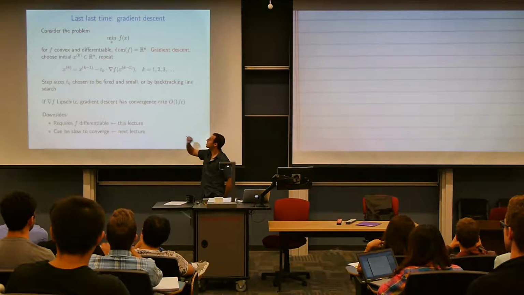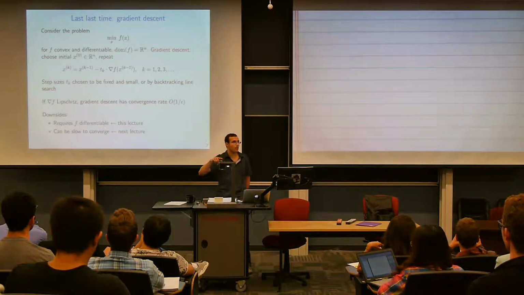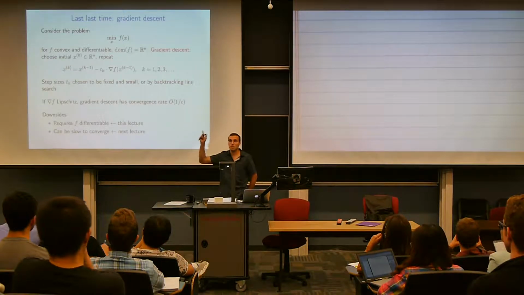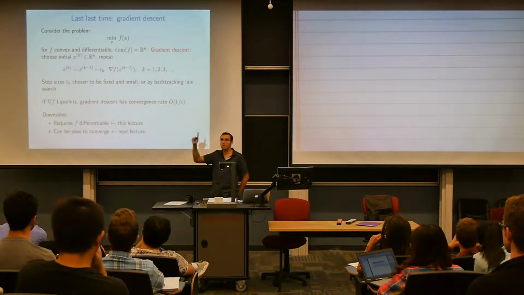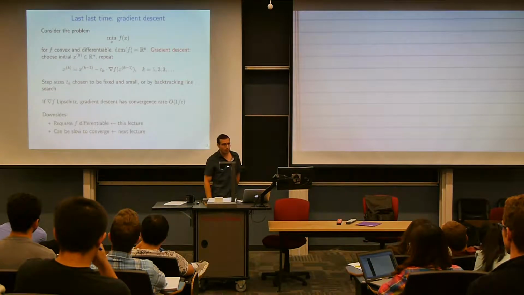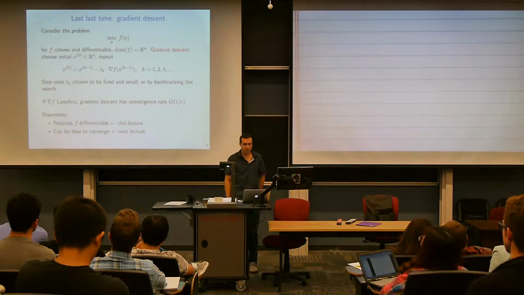And the step sizes we chose either to be fixed and small. And remember, we saw that if they are smaller than 1 over L, where L is the Lipschitz constant of the gradient, then we could prove it converges. Otherwise, we could use backtracking line search to set the step sizes, which was more adaptive and perhaps more effective in practice.